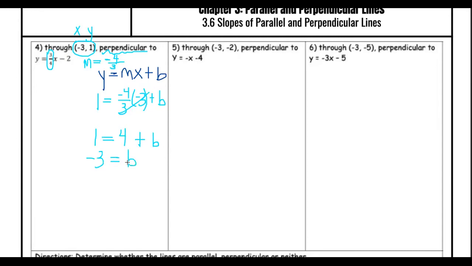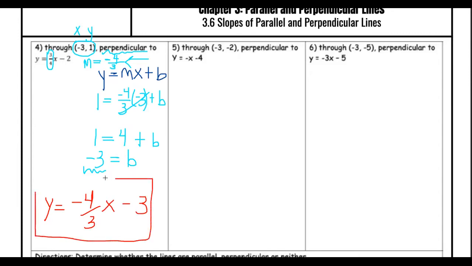Now we have everything we need to write our final answer. We have the b and the m. And now we just need to write that answer. y equals -4/3 x, and then b is -3, so -3. And that is our answer. Equation of a line that goes through this point that is perpendicular to this slope. Okay. You will do 5 and 6 the exact same way.